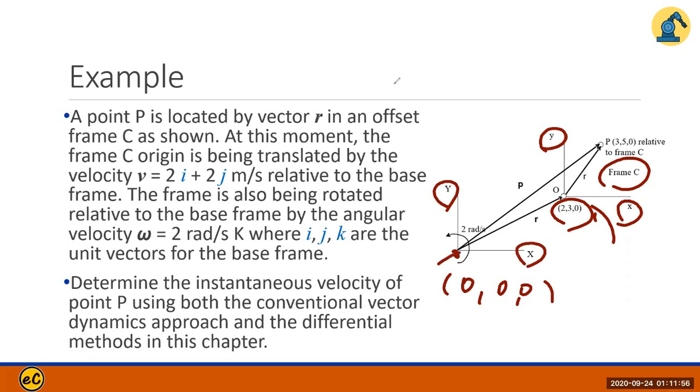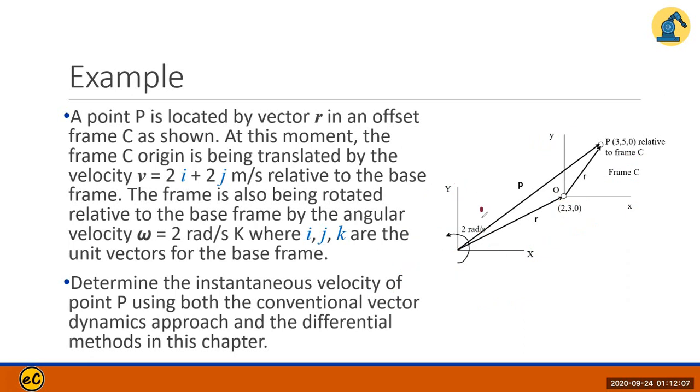And these two have the same orientation, so XYZ are the same. And we rotate around the Z axis. So basically, only XY change, and you will rotate like this. And the rotation speed is 2 radian per second. And the point that we are observing is P 3, 5. That is 3, 5 relative to the origin point, 2, 3. And we actually have a speed of 2 in y. So this one moves out at the speed of 2 away from the frame C. And the omega is 2 radian per second.